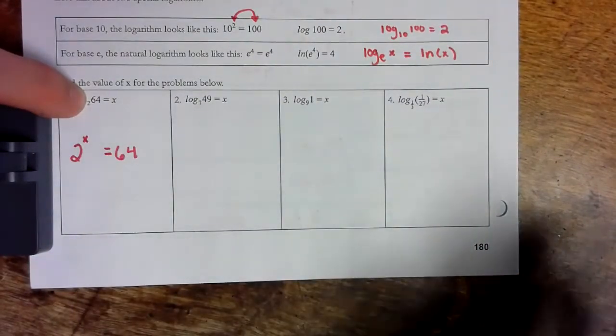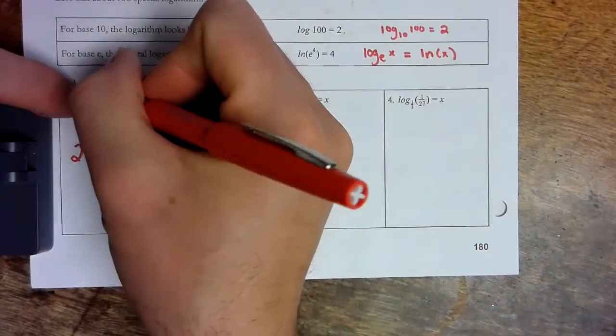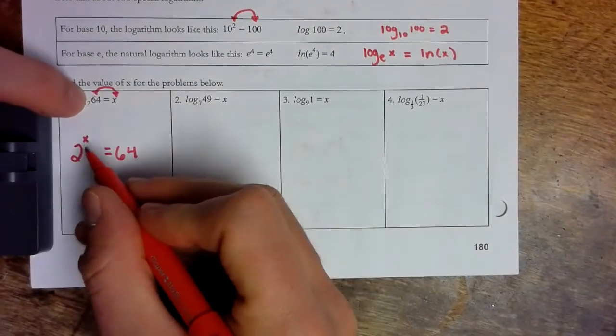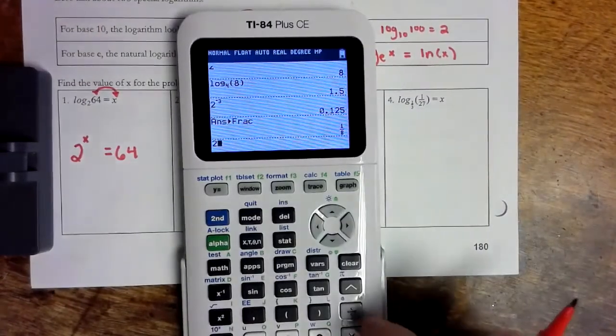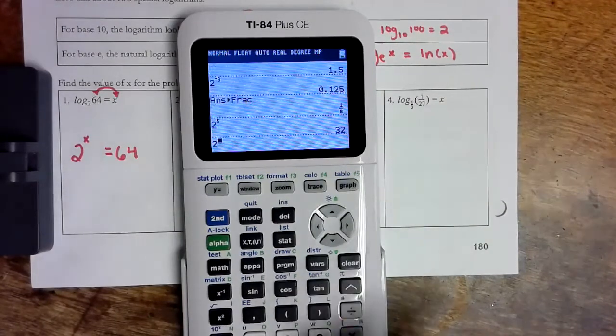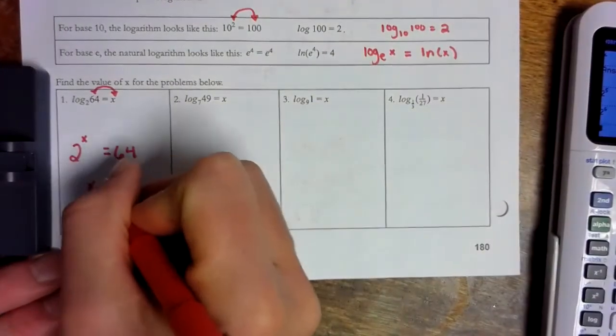And I check, is my base the same? Yes, it's still 2. And did I switch the position of 64 and x? I sure did. And what I can do is figure out 2 to what power is 64. Might take some guessing. I know that 2 to the power of 3 is 8, so maybe I try 5. Oh, 1 short, so 2 to the power of 6. There we go. And it gets x equals 6.